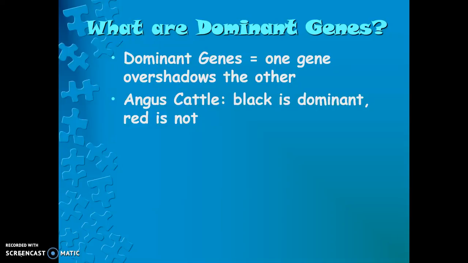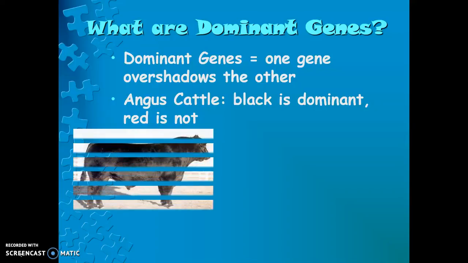So we're going to use the letter B for black, okay? So a capital B means a black allele, and a lowercase b is going to be for the red allele, okay? Because we use the same letter, but red gets the recessive, which is a little b.